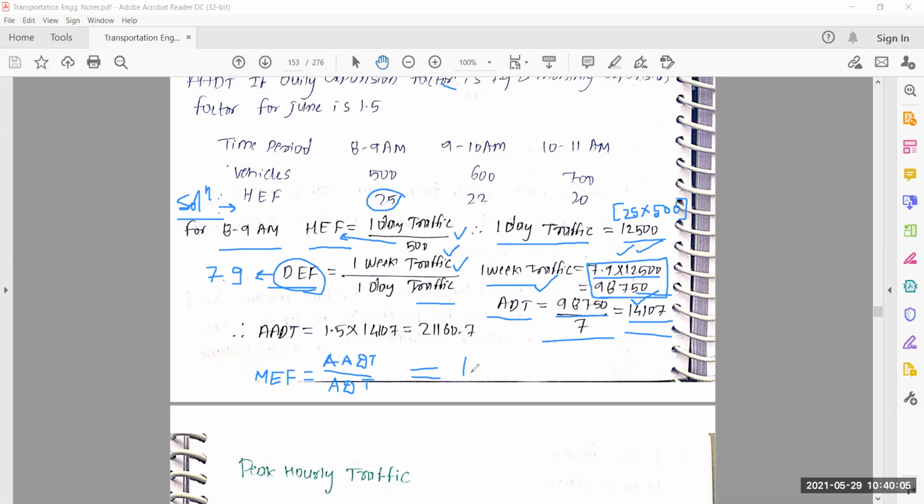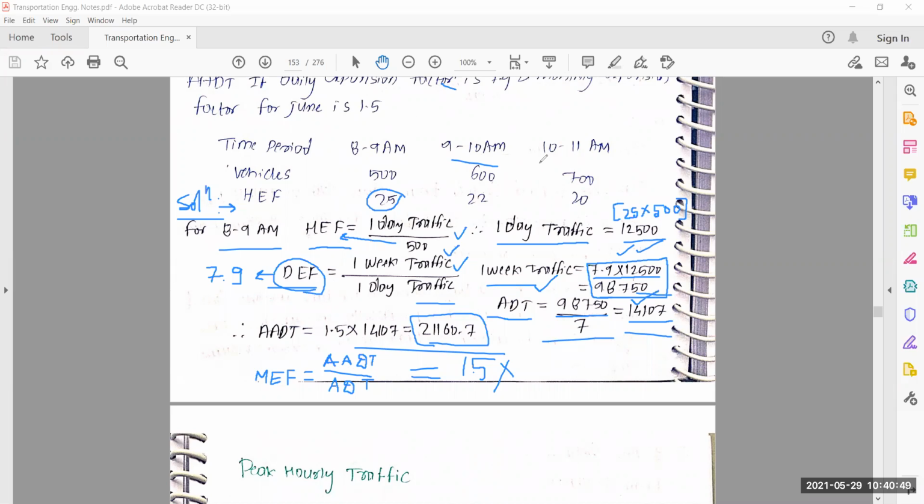From here we find out AADT, because the monthly expansion factor is given. Monthly expansion factor is 1.5, so it is 1.5 into 14,107, which gives 21,160.7. So this is the annual average daily traffic. But here we have just found it for 8 to 9 a.m. Similarly, from 9 to 10 a.m. we find annual average daily traffic.